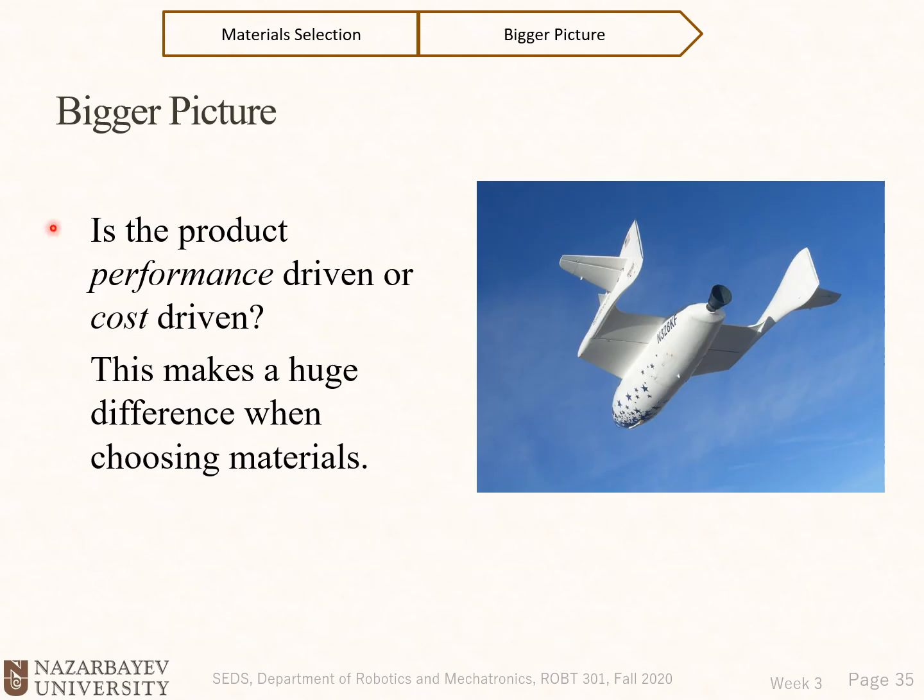Okay, you should always look at the bigger picture. So don't get lost in details of your design. Always step back and see what is the bigger picture of your design. Is the product performance driven or cost driven? This makes a huge difference when choosing materials. So which of them basically has more priority, or you want to keep a balance? Yes, so you should know this and keep that in your mind when you're selecting your parts and materials.